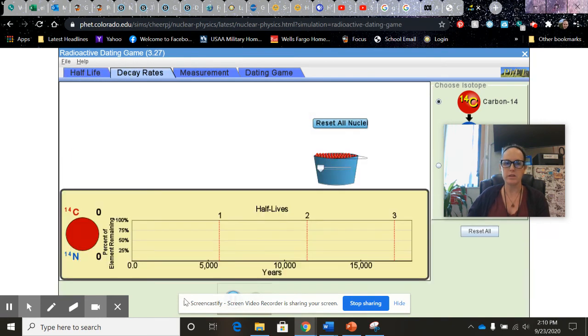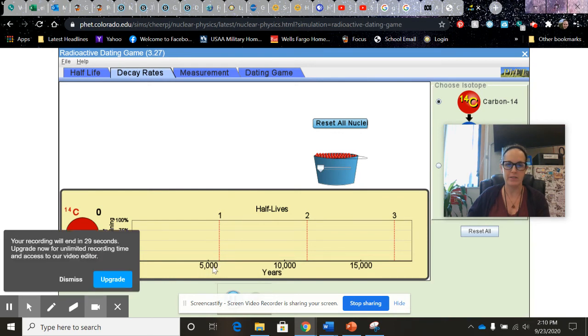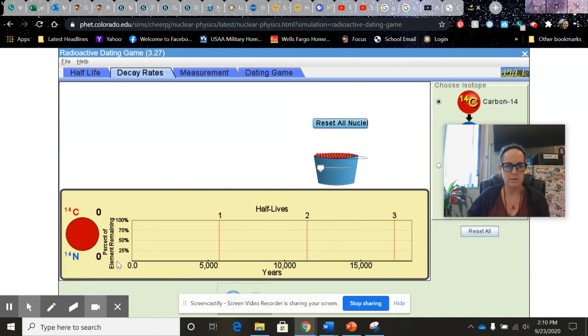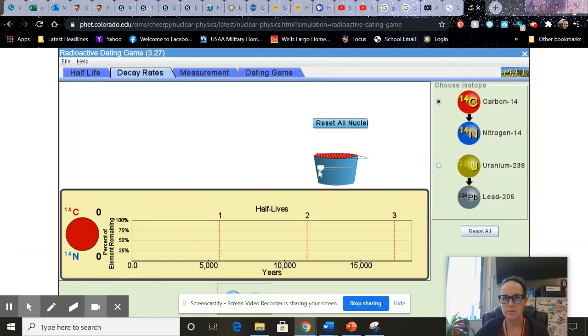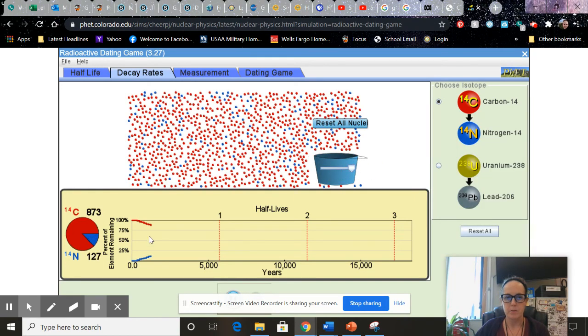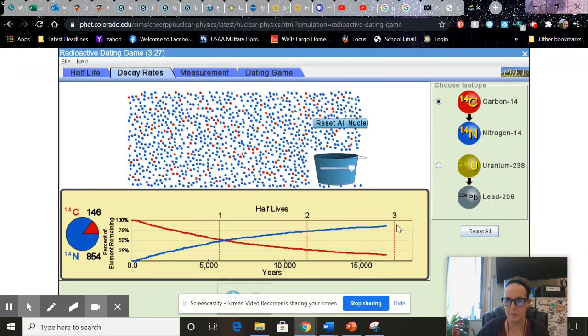We can also see this on a chart. So notice we're looking at our half-lives. Here's our first half-life, right around that 5,700. Here's our second half-life. If we put our carbons in, there we go, we can see that at the first half-life, it's going to divide in half. And then it's going to hit halfway again, and half of that number again up here.